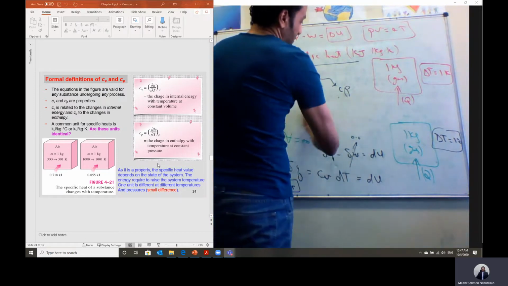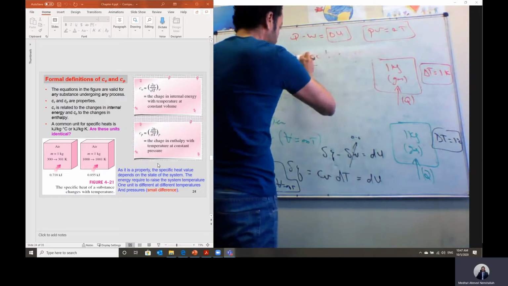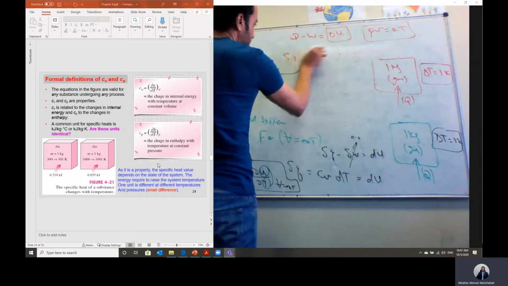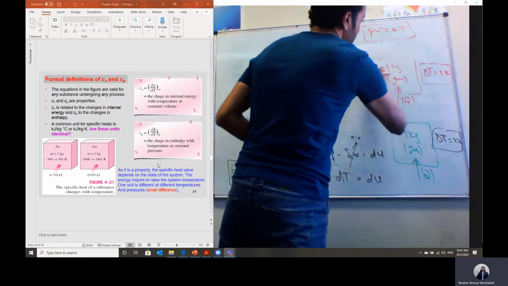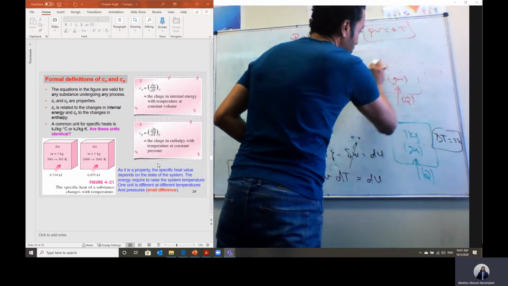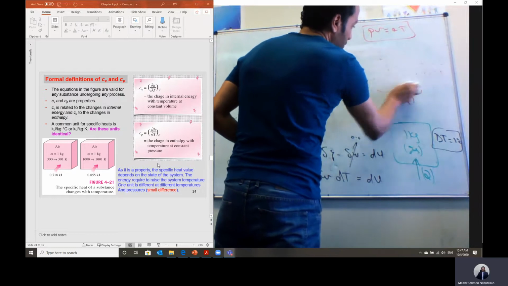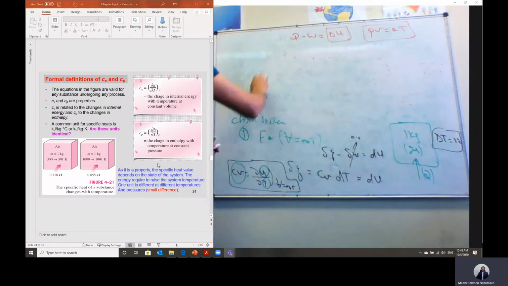What about the case when we have constant pressure? The specific heat at constant pressure. Okay? So let's consider the same system. We have a closed system. But this closed system undergoes a constant pressure process, not constant volume. And we will be adding heat also. Then we can calculate in this case the specific heat at constant pressure.